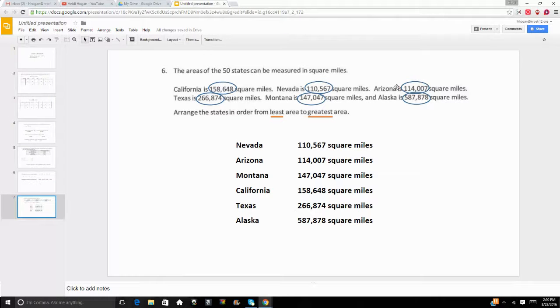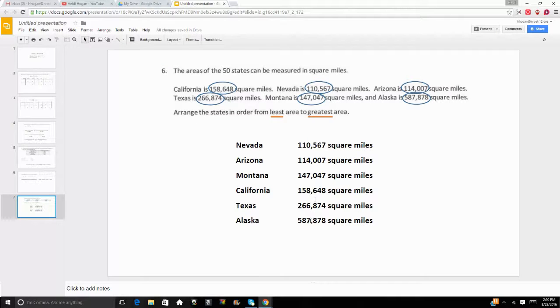But now we have 4 states that all have one in the 100,000s place. So now we need to go to the 10,000s place, and we have 5, 1, 1, 4. Well, we're looking for the smallest, the least area. So now we have to go to the thousands place, and we have 0 and we have 4. So we know that this 0 is smaller. So Nevada is the smallest at 110,564, and then Arizona would be next at 114,107 square miles.